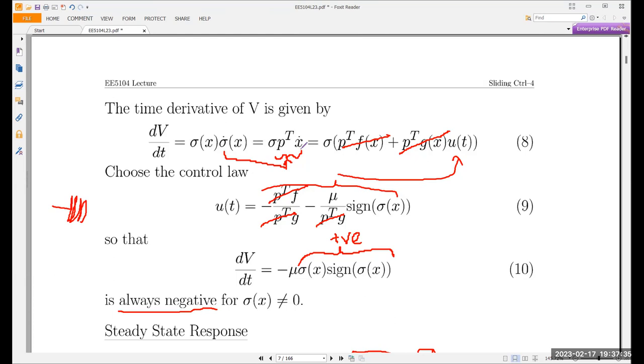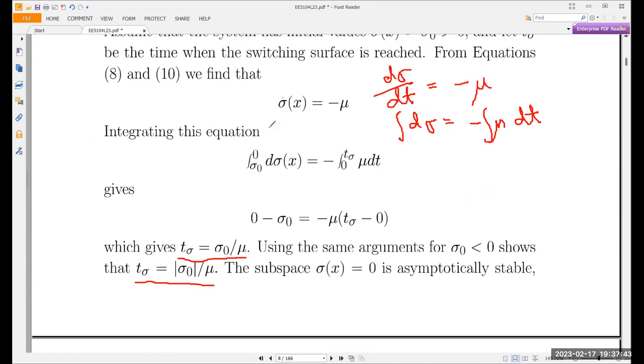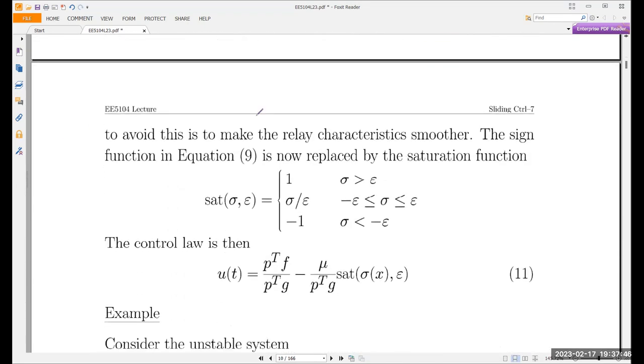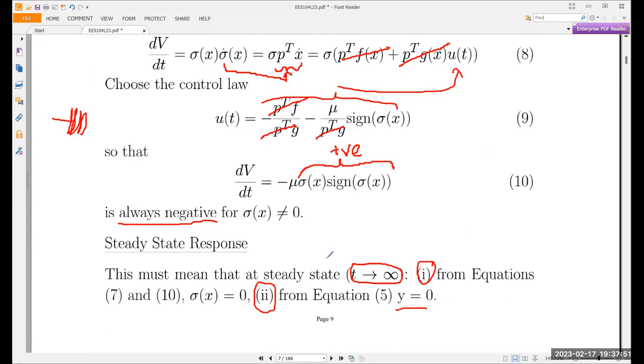So in practice, people don't use sign. Instead of S-I-G-N, we use SAT, S-A-T. Very simple, everything else is the same. Here, instead of S-I-G-N, you put S-A-T. In terms of writing, it's just like that. That's it. So in terms of meaning, what does it mean?